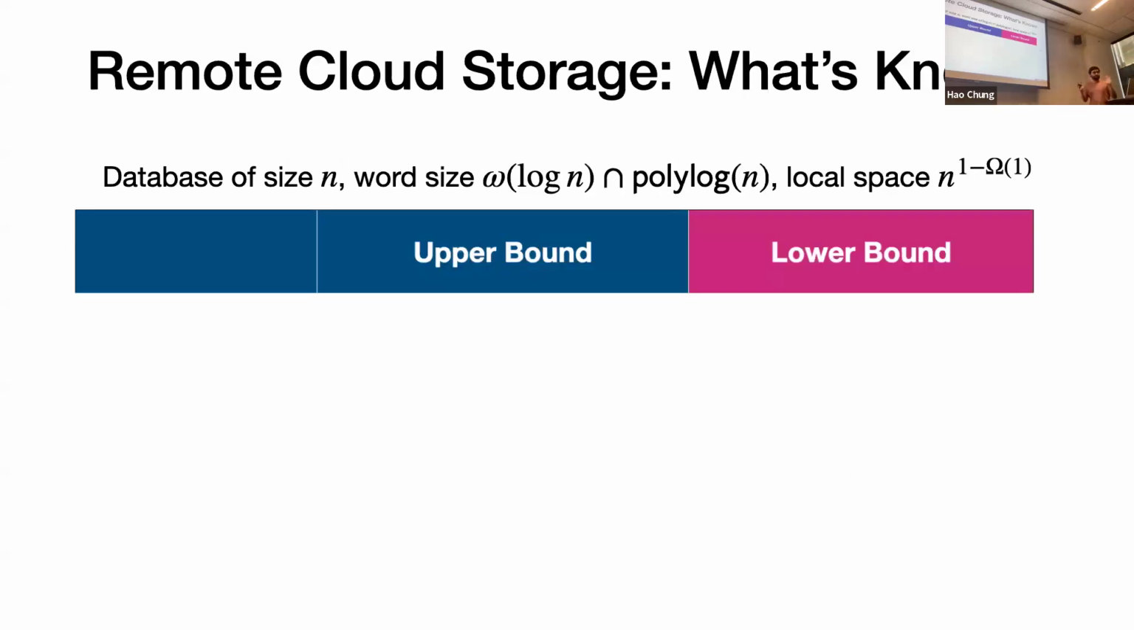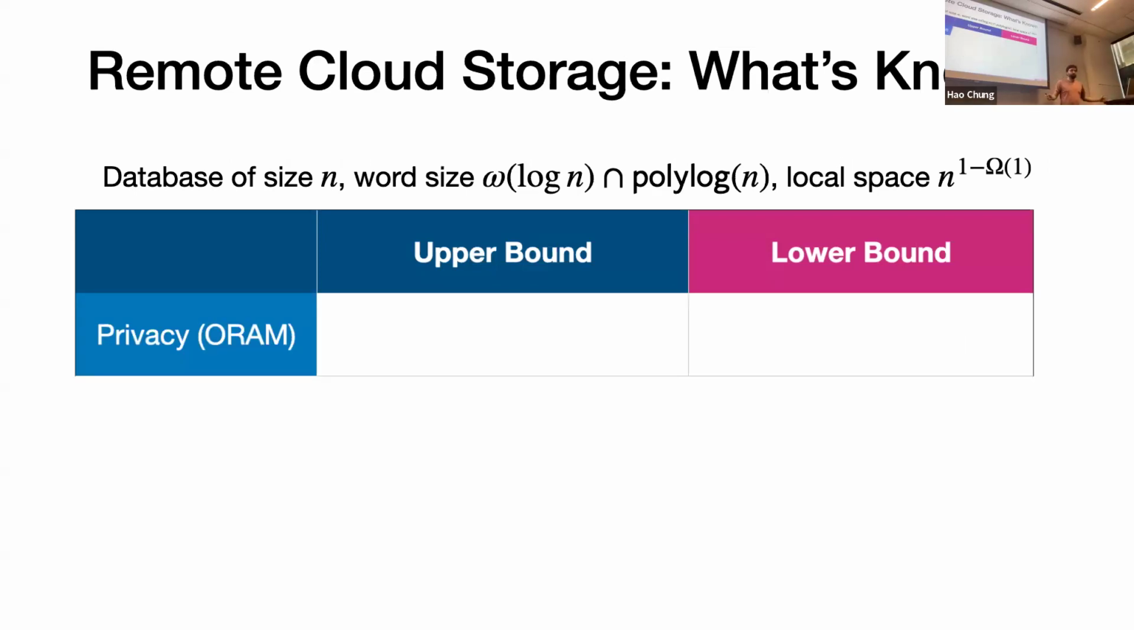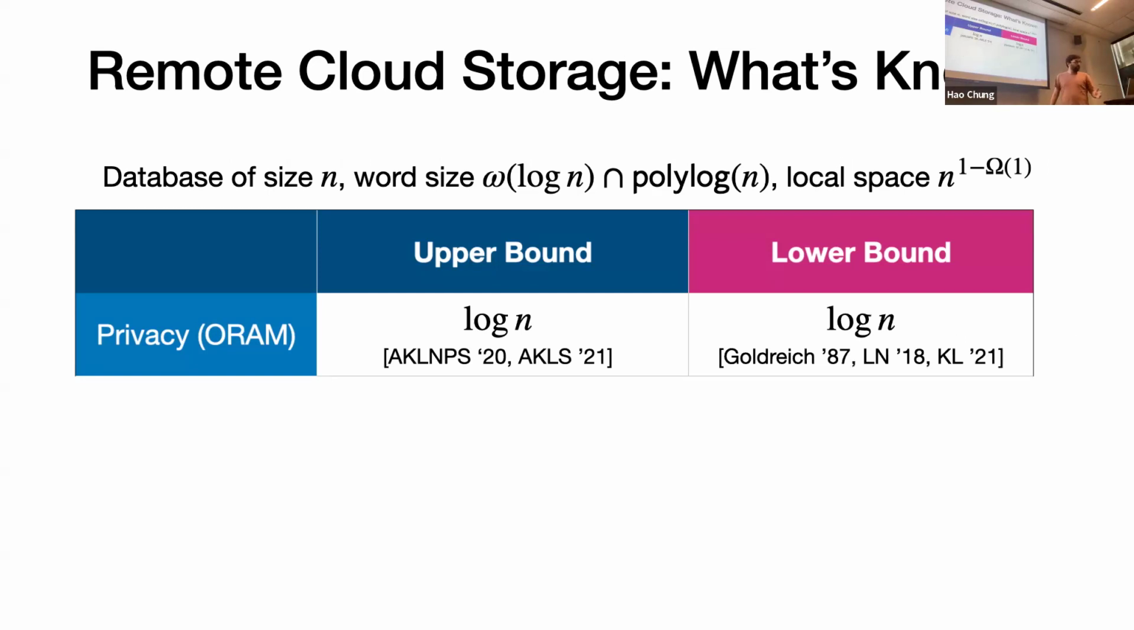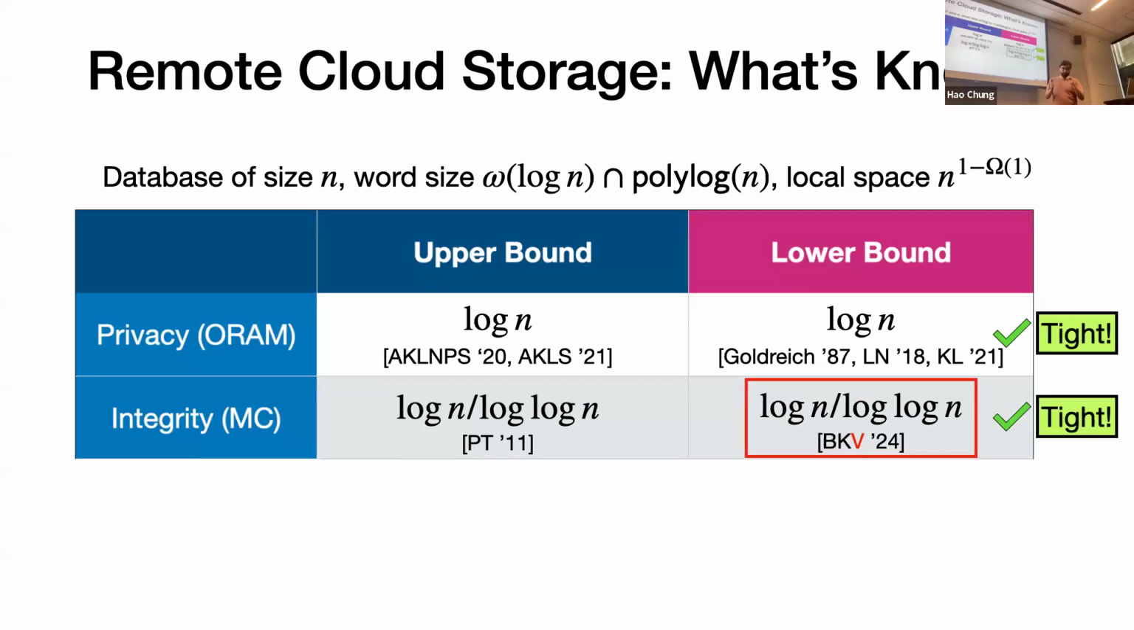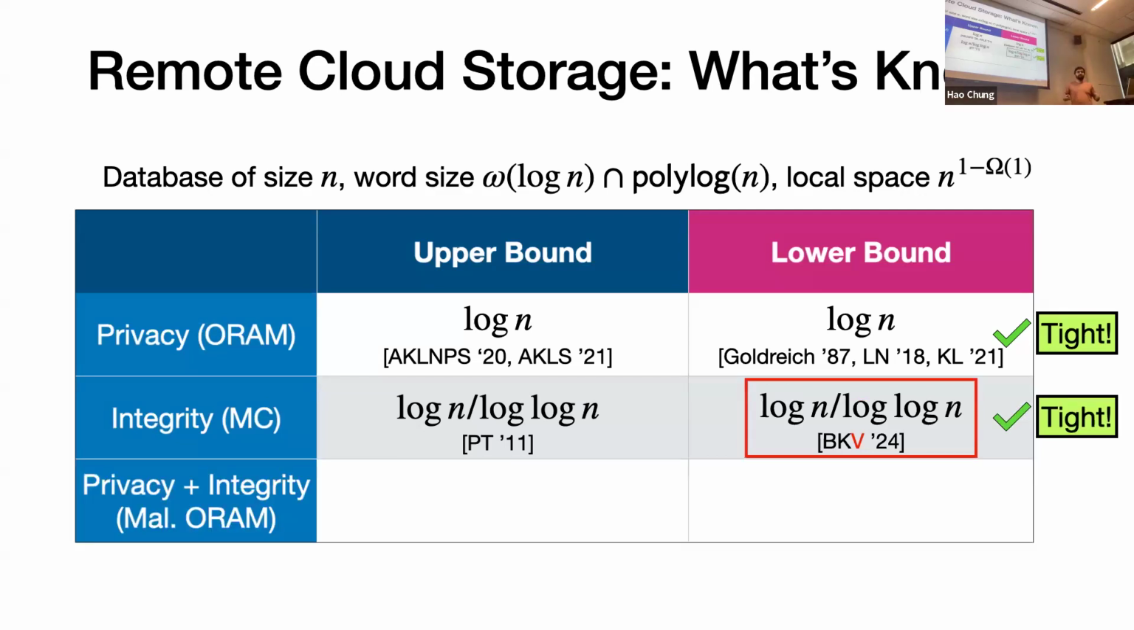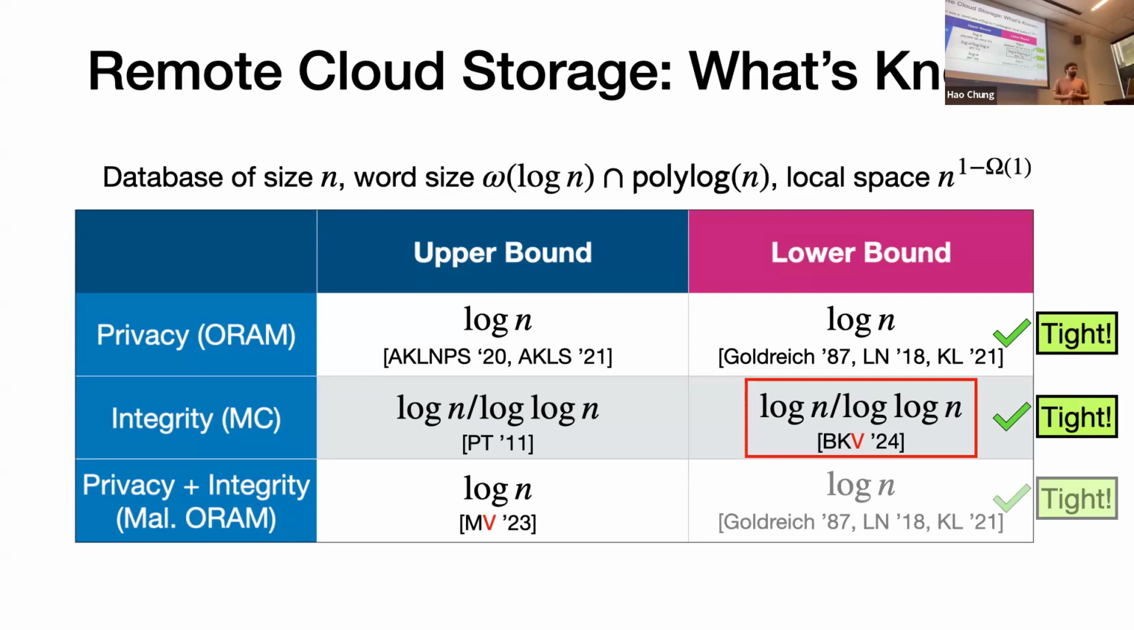Just to summarize what's known in this remote cloud storage setting broadly: if you care about both data privacy and access pattern privacy, ORAM is the solution. There's an upper bound of log n and a lower bound of log n, so this is theoretically tight. For integrity, there's an upper bound of log n over log log n, and we show a matching lower bound. Lastly, if you want privacy and integrity at the same time, prior work shows a construction with an upper bound of log n, and the same ORAM lower bound directly applies here. So this is also tight.